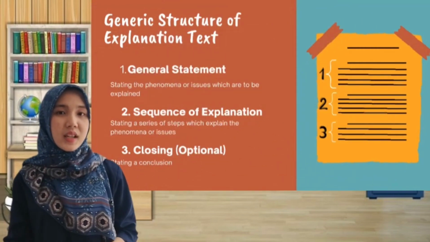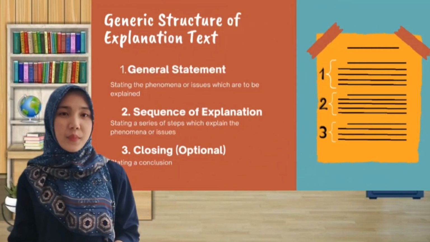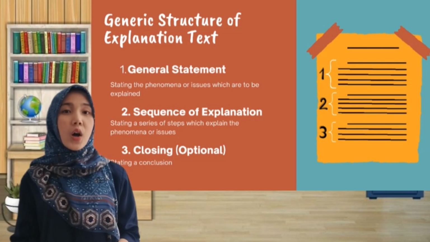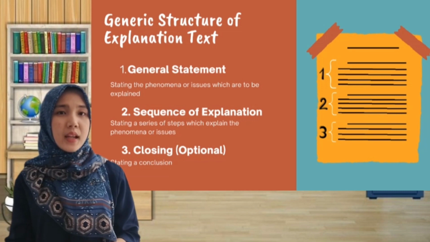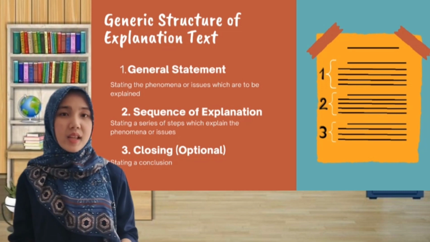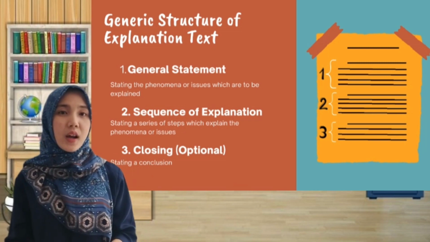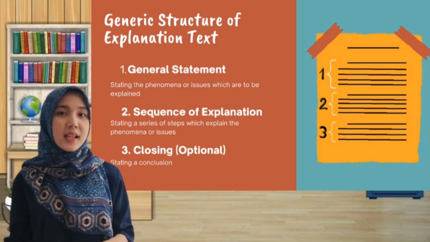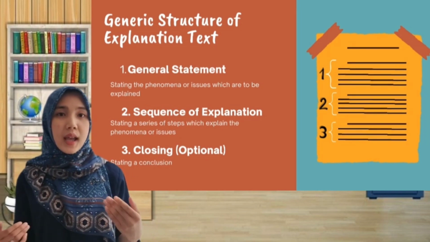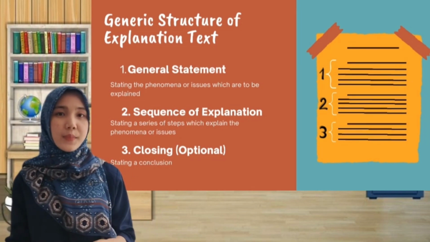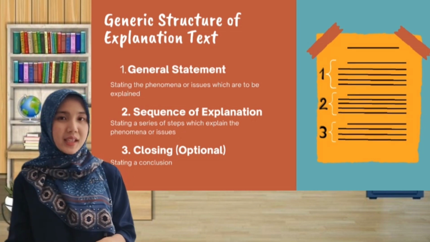General structure of explanation text. First, general statement, stating the phenomena or issues which are to be explained, which can be an introduction or basic explanation of the phenomenon. Second, the sequence of explanation states a series of steps. This section explains why and how the phenomenon occurs by clearly stating the sequence or stage of the event.